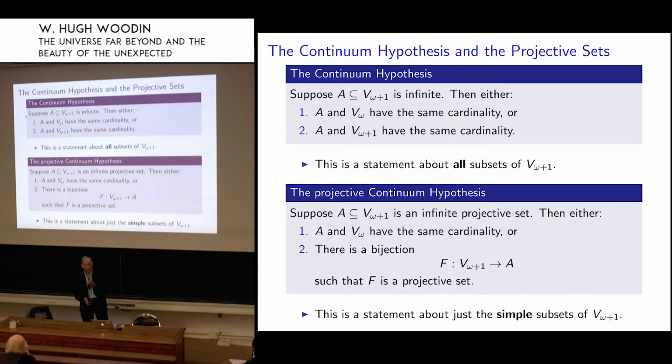So suppose you have an infinite projective set A, then the projective continuum hypothesis asserts either A and V omega have the same cardinality, or there's a bijection between V omega plus 1 and A, which is a projective set. So this is just a statement about the simple subsets of V omega plus 1. Now, I want to caution you, there are two moves here. One is, we're moving to simple sets and talking about cardinality, but we've restricted the functions we're looking at to witness cardinality. So it's not clear what the relationship is between the projective continuum hypothesis and the continuum hypothesis. But we don't care. We're just trying to understand the problem.